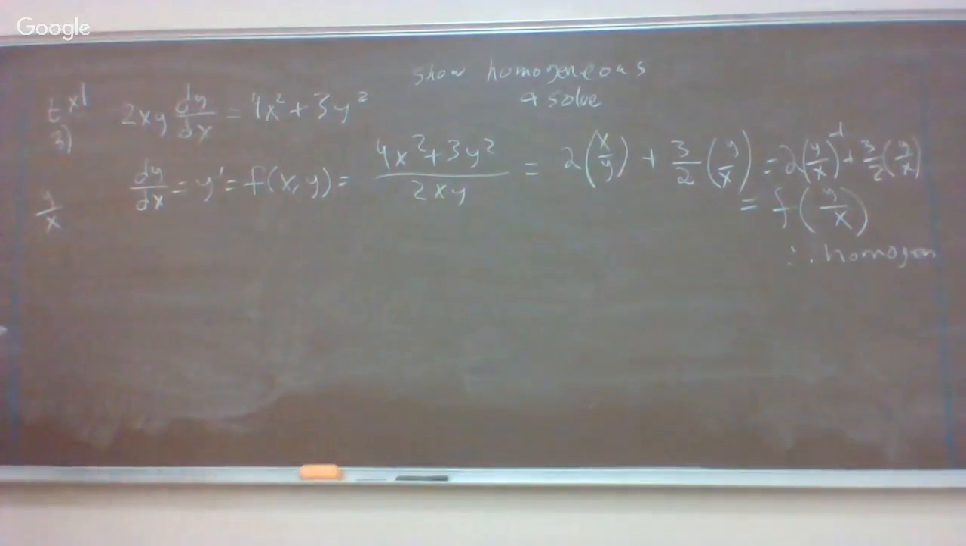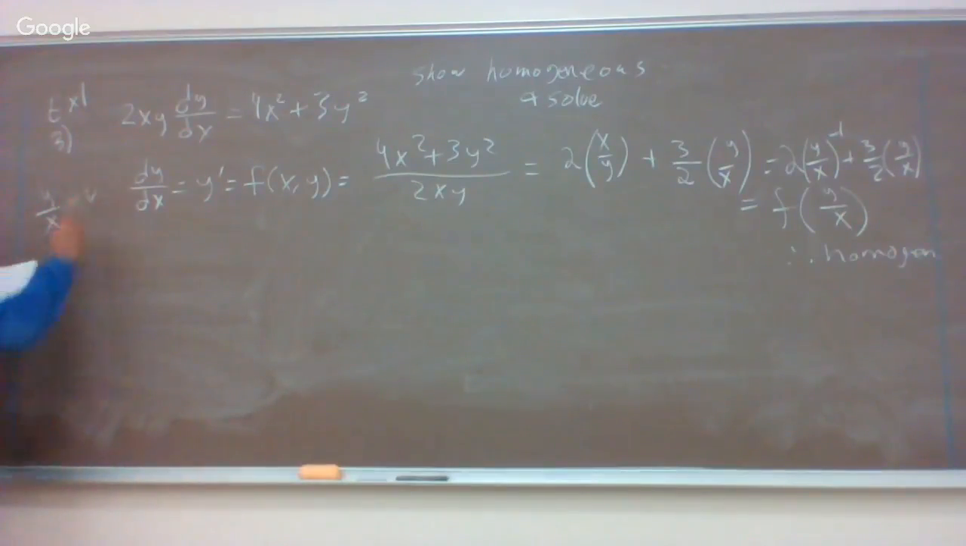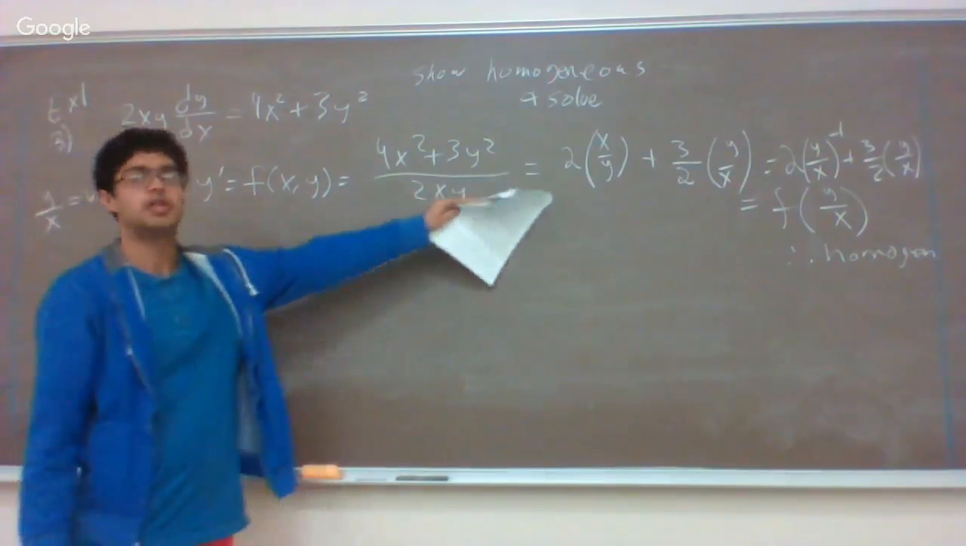This method is nicer in the terms that when we do our substitution, y over x is equal to v, and we've already got it in that form.